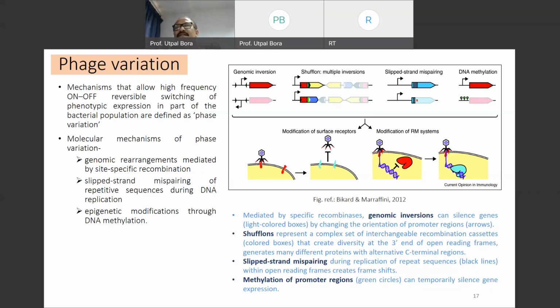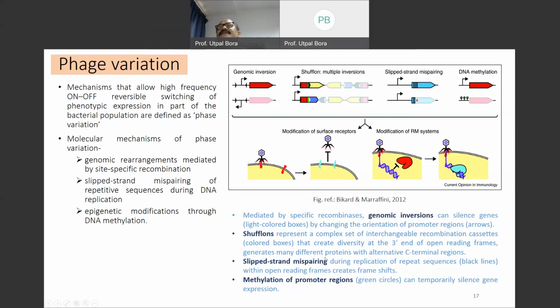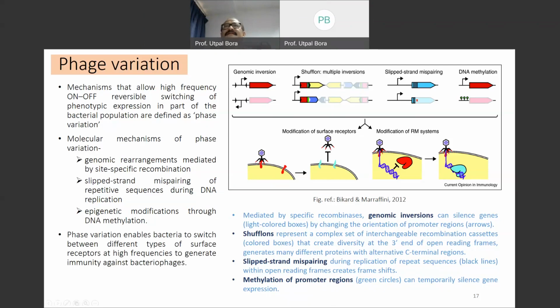So this is mediated by specific recombinases. Genomic inversions can silence genes, as you can see here, the light colored ones, by changing the orientation of promoter regions. You can see the arrow direction is being changed over here. Then safflons represent a complex set of interchangeable recombination cassettes that creates diversity at the 3' end of the open reading frame, and it generates many different proteins with alternative C-terminal regions. Slip strand mispairing during replication of repeat sequences within open reading frames creates frame shifts, and methylation of promoter regions can temporarily silence the gene expression. So these are the various strategies being adopted.